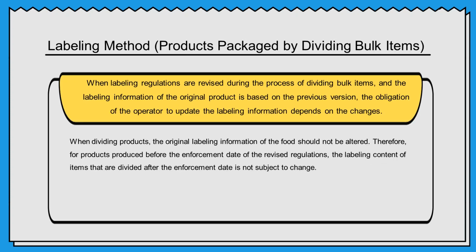This is about products packaged by dividing bulk items. When products are packaged by dividing bulk items, the original labeling information of the food should not be altered. Therefore, for products produced before the effective date of the revised regulations, if they are divided after the effective date, there is no need to change the labeling information. However, in any case, the net quantity, name and location of the food division establishment, packaging material, and nutritional information must be labeled in accordance with the division or repackaging.